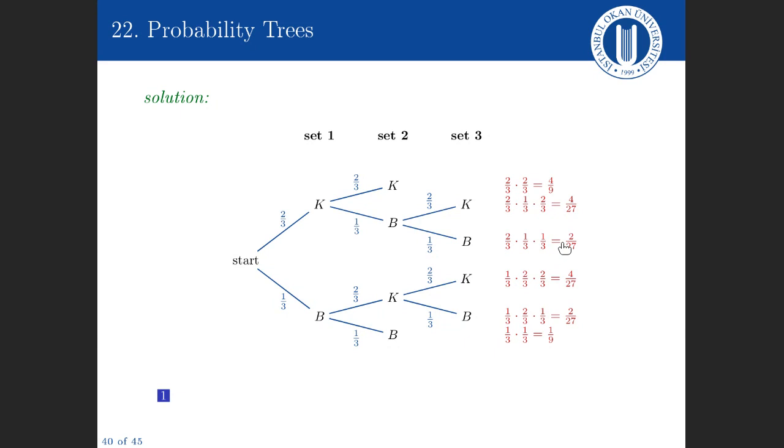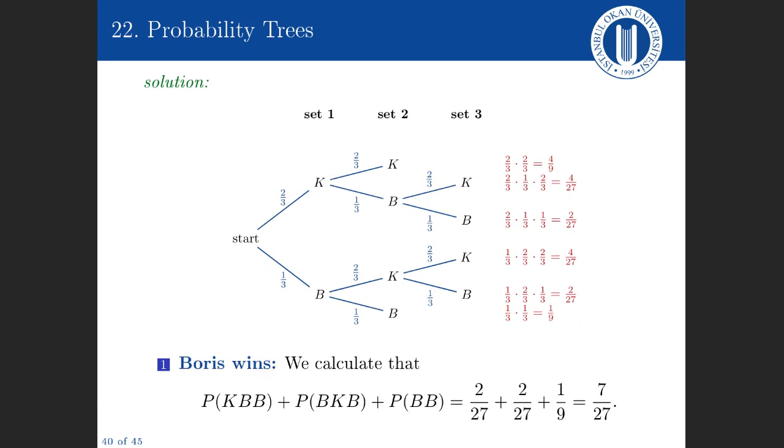I filled in the probabilities of each branch and I've multiplied them together. The probability of KK is 4 over 9, the probability of KBK is 4 over 27, etc. We are asked to calculate the probability that Boris wins. How can Boris win? We could have KBB, we could have BB, or we could have BKB.